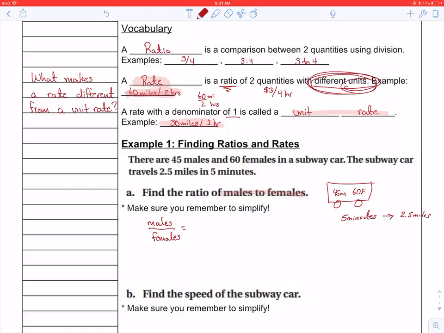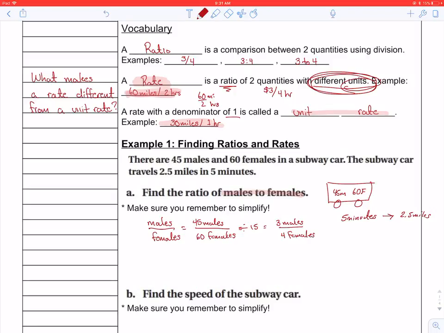And so we have the number of males in the subway car. There's 45 males, and we have the number of females, 60 females. And so my ratio is 45 males for every 60 females. But we have to make sure that we simplify this so it makes a little more sense. So we can simplify both of these by dividing them by 15. Both values divided by 15 simplify to 3 males for every 4 females.